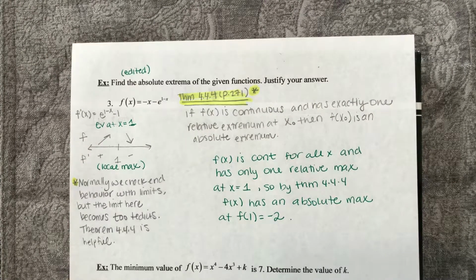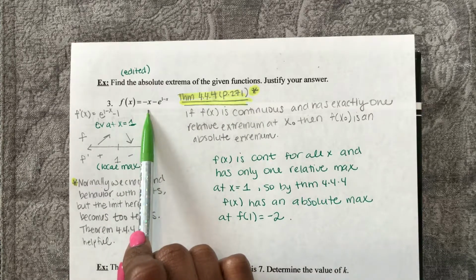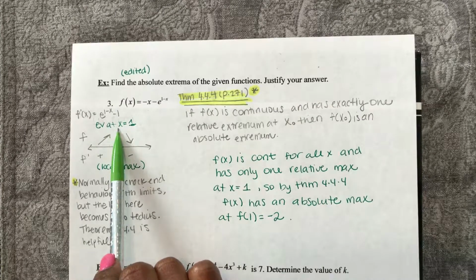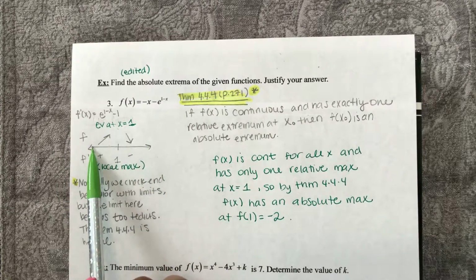So here we are trying to find the absolute extrema for the given function and justify our answer. This is the same problem we had on a closed interval in a previous example. Here is the derivative. If I set this derivative equal to 0, I have a critical value at x equals 1, and it's the same critical value even on this open interval.